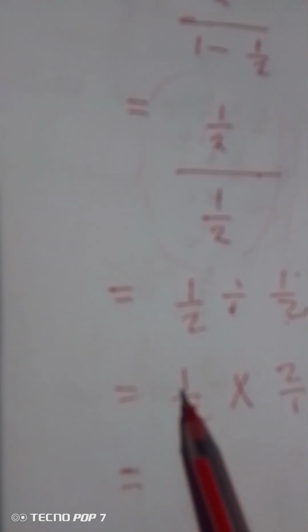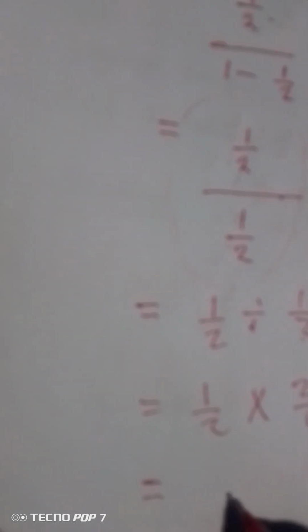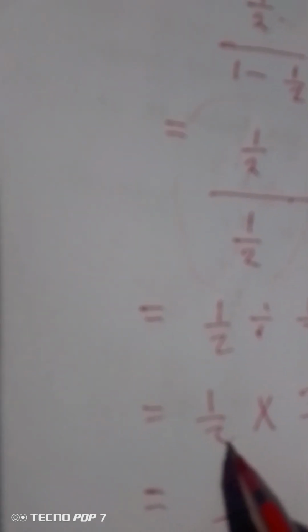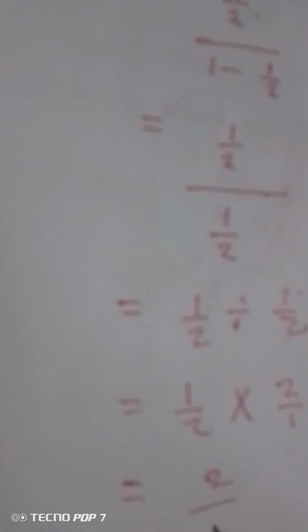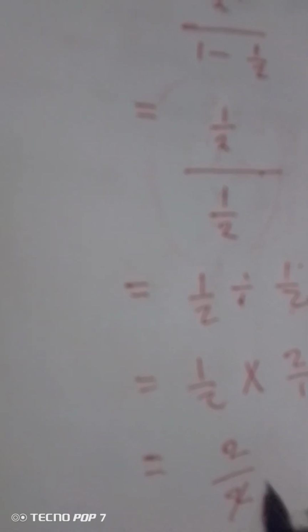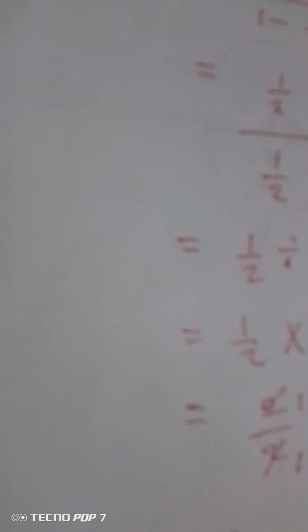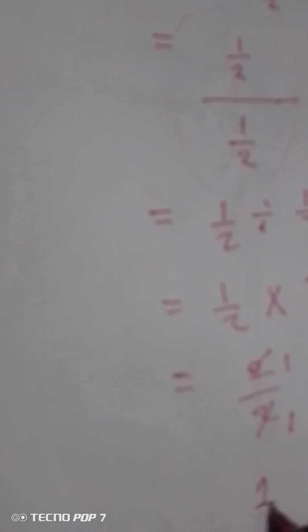So multiplying directly now, what is 1 times 2? That is going to be 2, and 2 times 1, we are getting 2. So 2 into 2 is 1, 1 into 2 is 1. So our final answer is going to be 1. So sum to infinity is equal to 1. Once you reach this stage, it means you have earned all the marks.